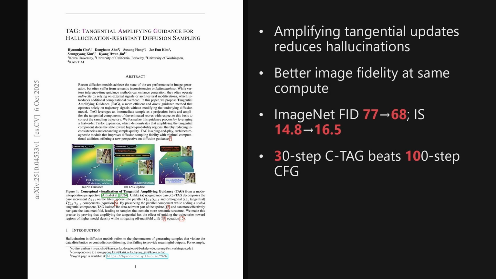Wrapping up, two takeaways stand out. Amplifying the tangential component steers trajectories toward higher probability regions, which cuts hallucinations without extra denoiser calls, and the same idea scales to text conditioning, where CTAG at 30 steps can beat a 100-step classifier-free guidance baseline. The broader implication is a simple, plug-in principle for on-manifold sampling across samplers and backbones.